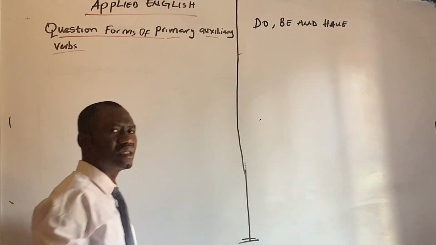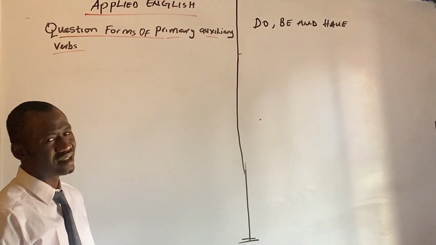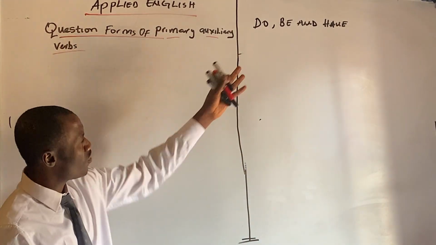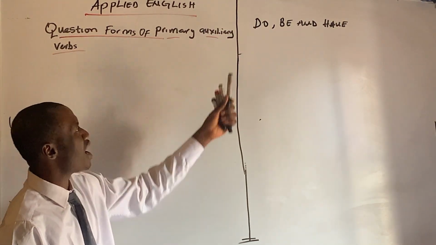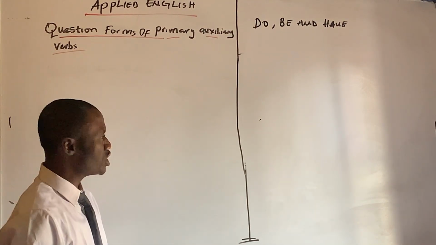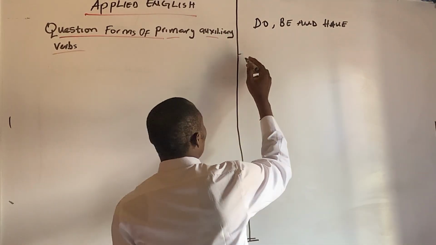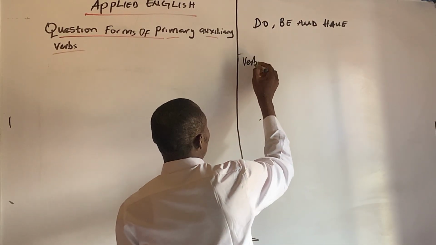Alright, so the next thing to do is to look for the tenses of these verbs. And then after that, we'll use these verbs to form a question. And for the tenses, we're going to look for the verb root. That's the first thing to do.